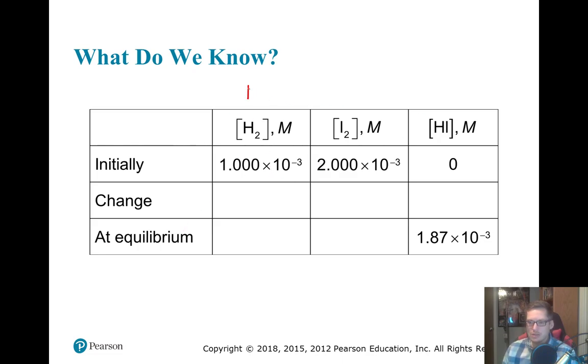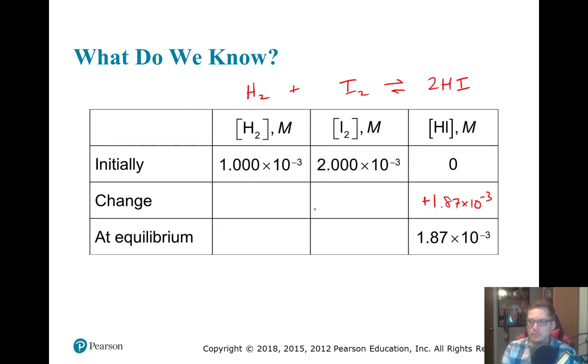I personally, when I solve these, like to write it out like this, with the balanced chemical equation right above it. It makes it a little easier for me to follow what exactly is going on. But this is essentially the same idea. So initial, and then your change would go in here. This is our tabulated value. This is what they gave us. Now we're going to figure out what would go here. Well, if this went from 0 to this, that means it would have to have gone up by 1.87 times 10 to the minus 3rd. Does that make sense?